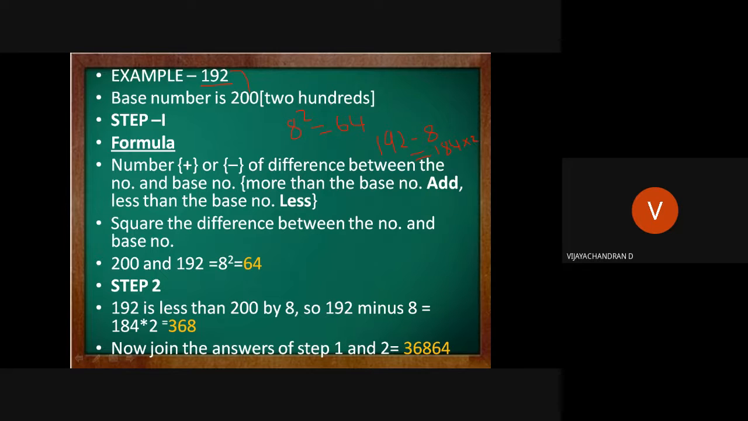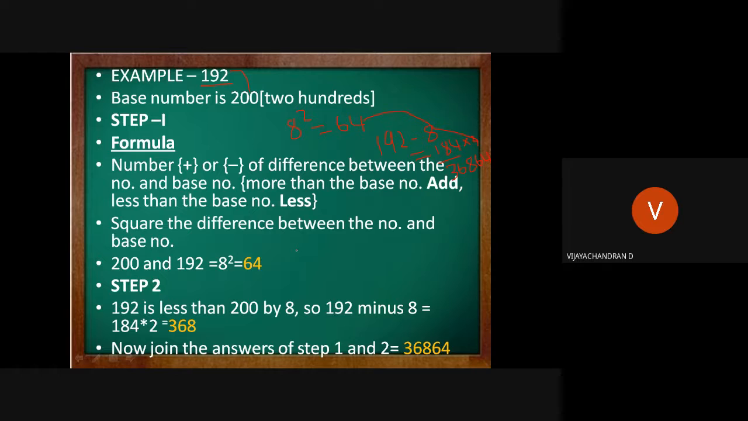But in this case, we have to multiply this 184 by 2. Why? Our base number is 200, so it contains two 100s. That's the reason why we have to multiply this 184 by 2. So what is the answer? 368. Now we have to join step 1 with step 2. So the answer for 192 square is 36864.